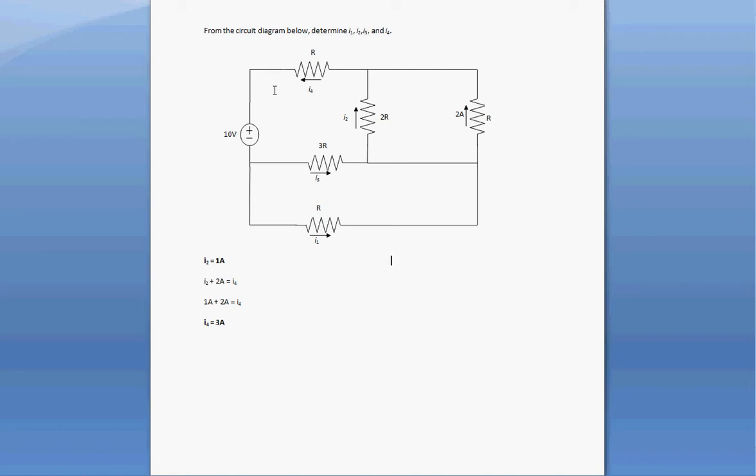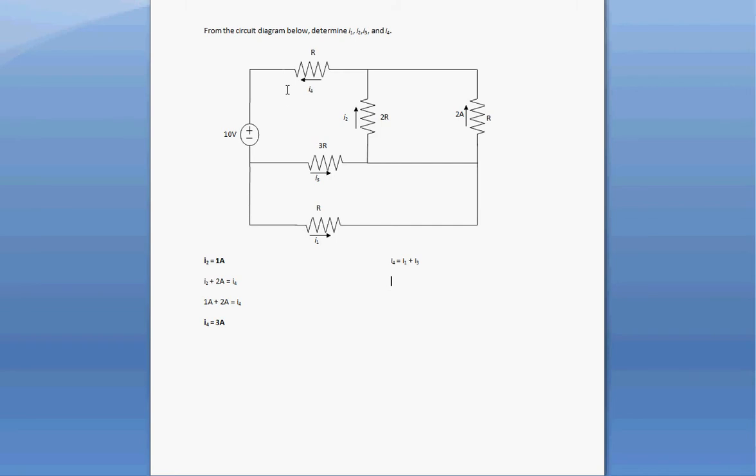Next thing we're going to do is look at this node right here. So we're going to forget about the voltage source. So we're just talking about the current entering and current leaving. So for this node, I4 is entering, and we have I1 and I3 both leaving the node. So this isn't going to be enough to figure out what I1 and I3 are. We're going to have to use the same type of logic we used at the beginning of the problem.